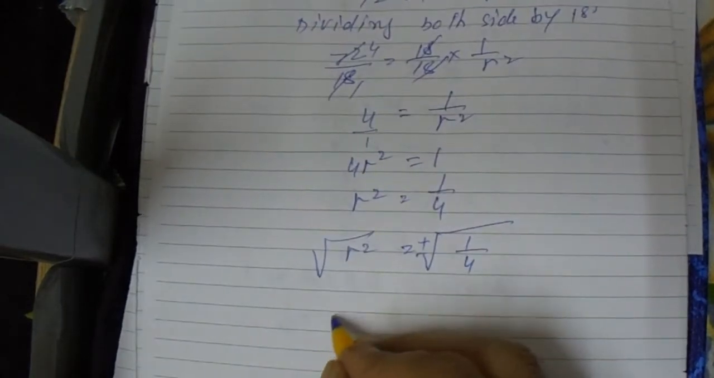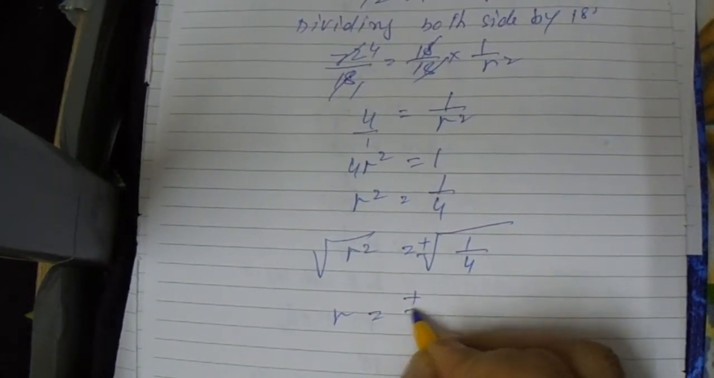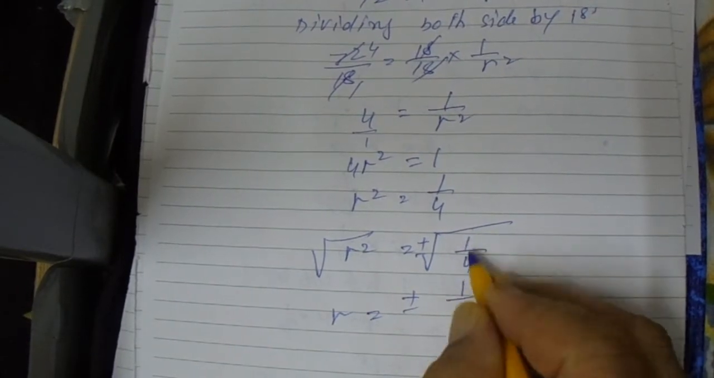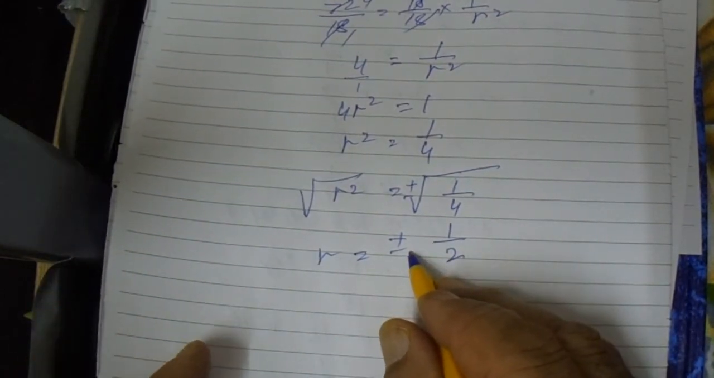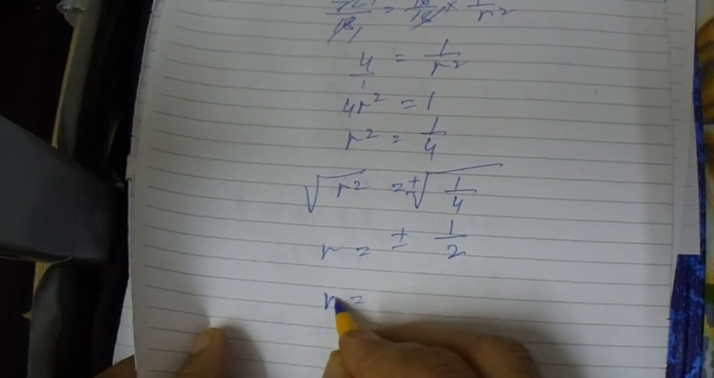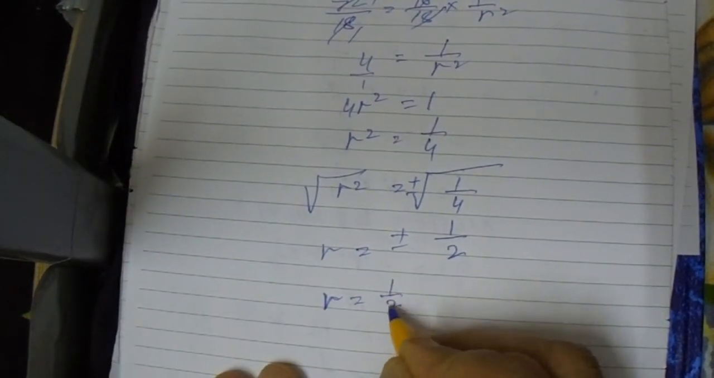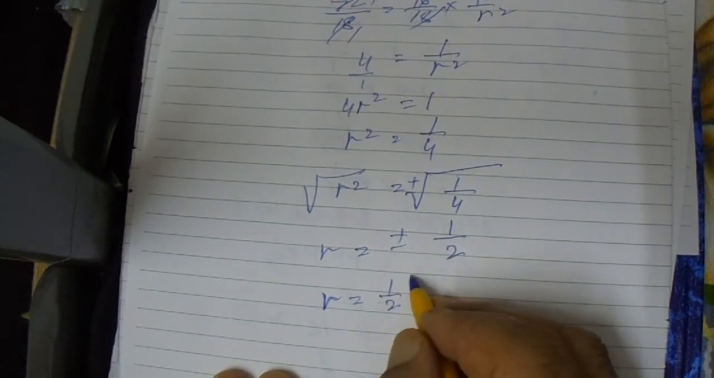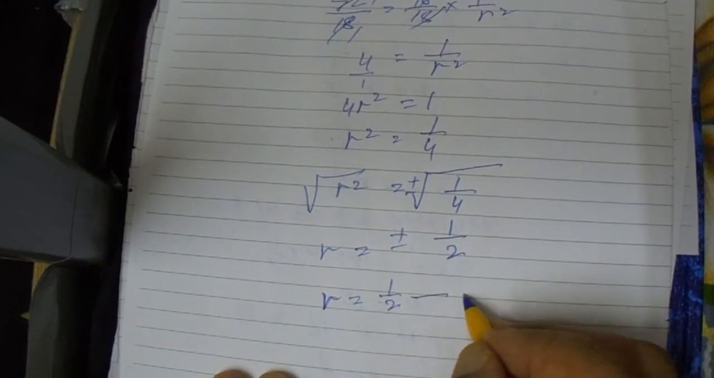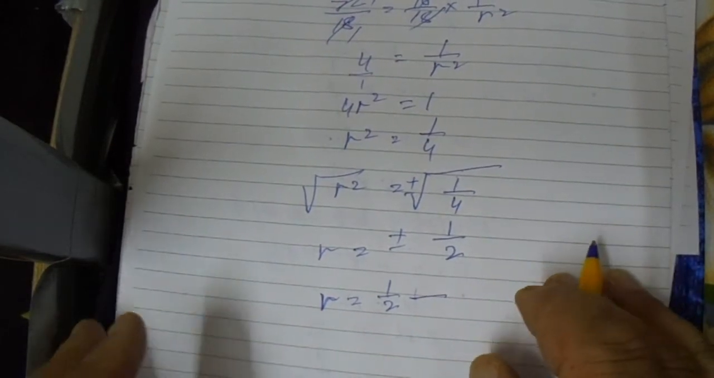Now taking the square root, r is equal to plus minus the square root of 1 over the square root of 4, which is 1 over 2. Now we take the positive value, r is equal to 1 by 2, because the radius is not negative. This is the value of the radius, 1 by 2. This is the answer to question 10. Now we will solve question number 11.